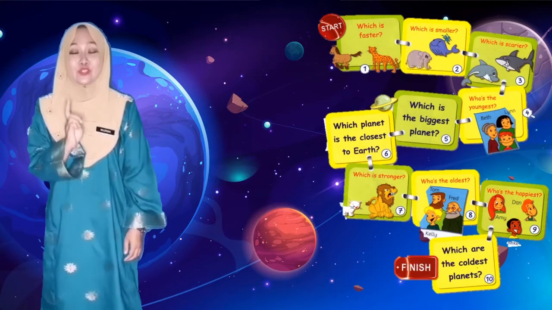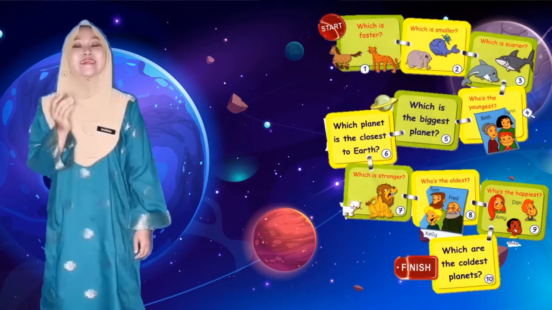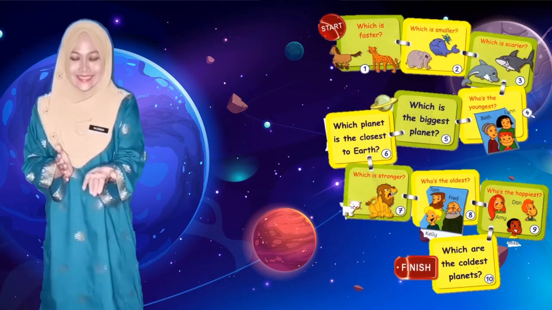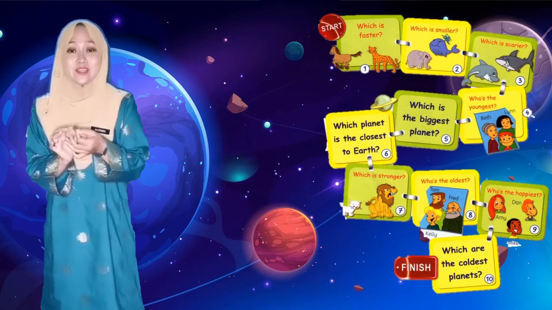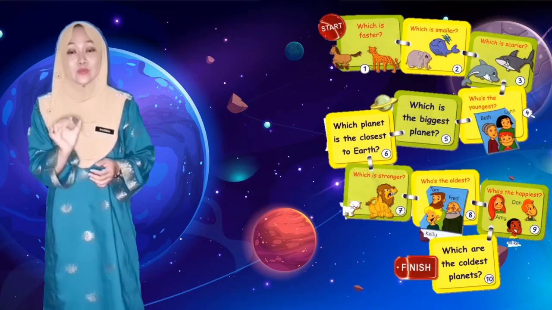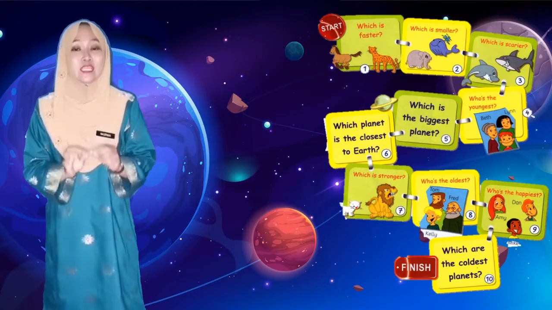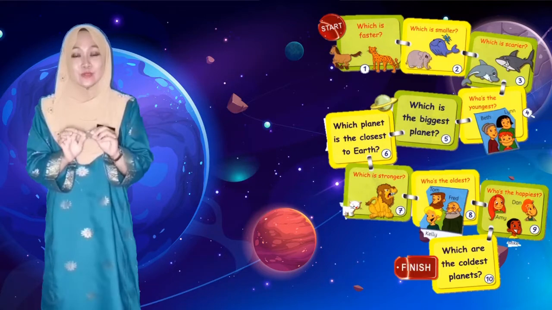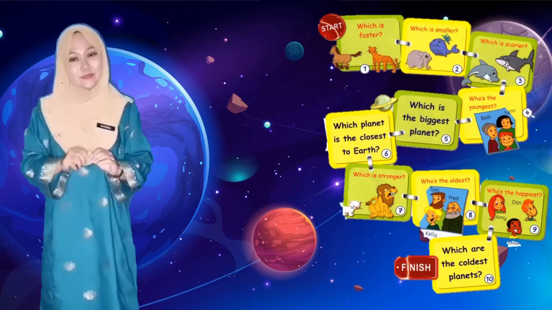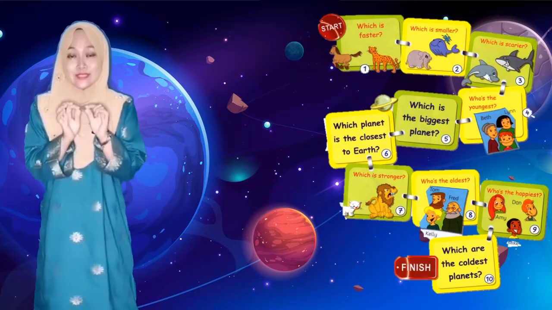You have to toss a coin or a dice. For example, you toss a coin and you will see if the coin shows heads, you have to move 1 space. But if the coin shows tails, you have to move forward 2 spaces. This is the coin if you use the coin.